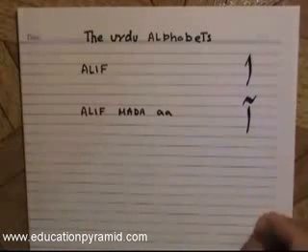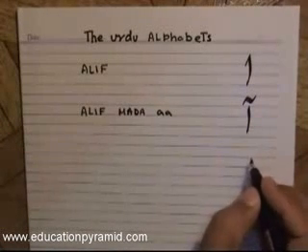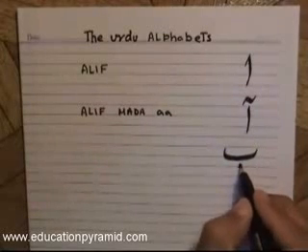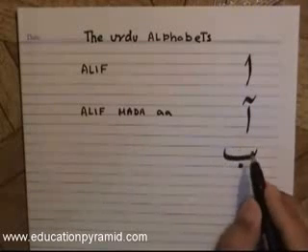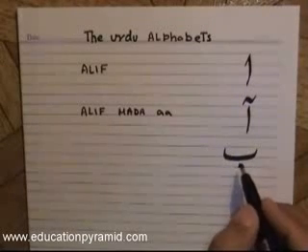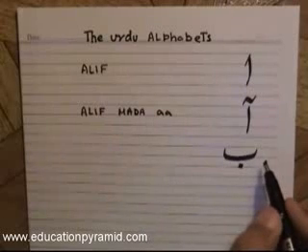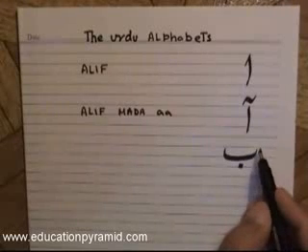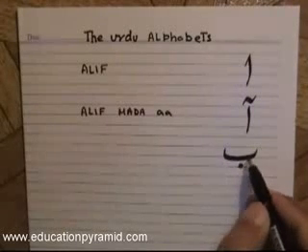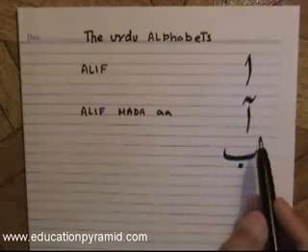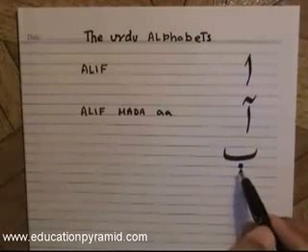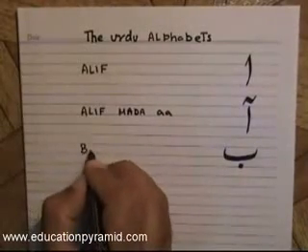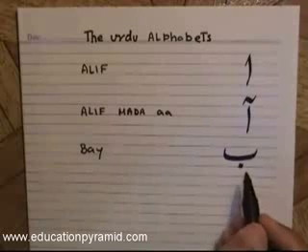Then we have be. We always start from right and move towards left, unlike English, where we start from left and move towards right. So in all languages, Arabic, Persian and Urdu, we are using the similar script. So alif, alif madda a, and third is be. Be like be.